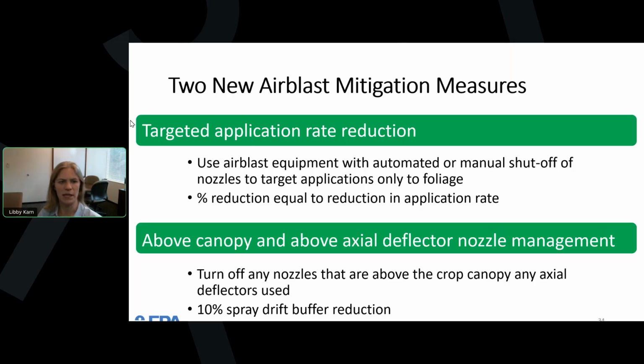The other mitigation measure on this slide is above canopy and above axial deflector nozzle management. If the air blast sprayer has nozzles higher than the canopy of the orchard, turn those nozzles off. Similarly, if the air blast equipment has axial deflectors, turn off any nozzles that are above those axial deflectors. If these nozzles are turned off, the spray drift buffer distance can be reduced by 10%.